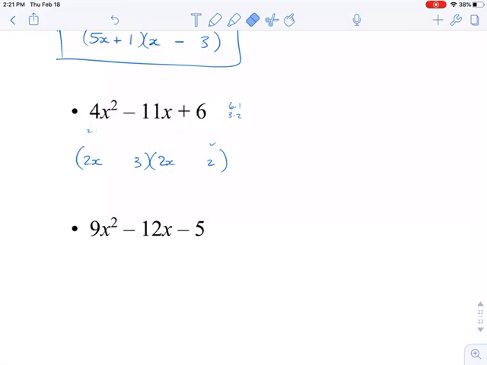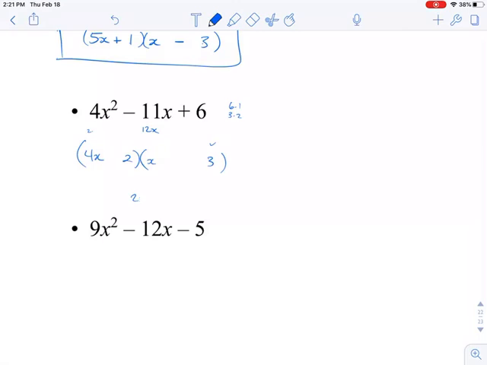So even if we switch the two numbers, we'll still end up with 2x times 2x. So it's probably not 2x. In fact, let's go to 4x and x, and let's try our 2 and 3 again. So our outer product is 12x. Our inner product is 2x. So that's not going to work.